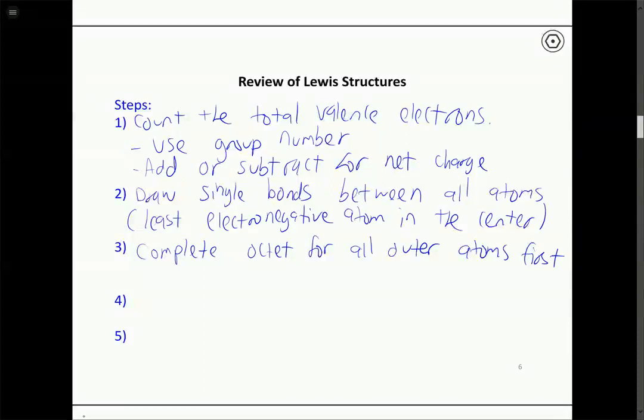And then finally, any remaining electrons that we have, so we started out by finding the total number, we've used up a bunch of them by completing the octets of the outer atoms. If there are any left over, we're going to put those onto the central atom as lone pairs. And as we'll see in a second, it's especially important for determining three-dimensional structure that you have the correct number of lone pairs on the central atom. So we're going to add those lone pairs to the central atom if we have any left over.